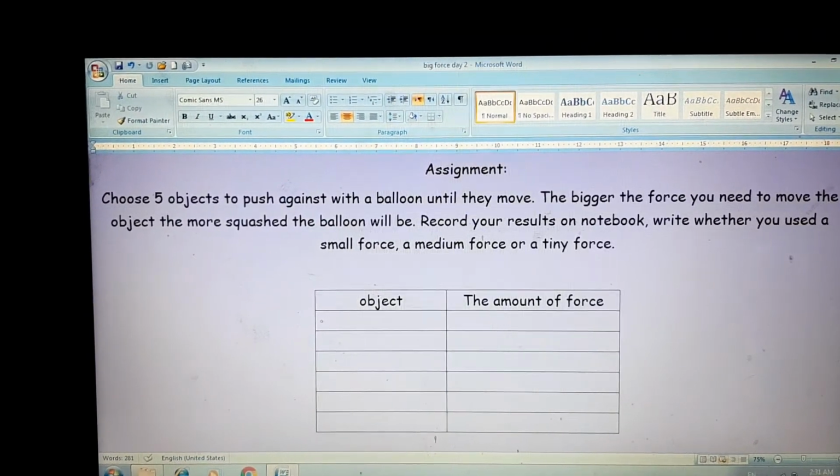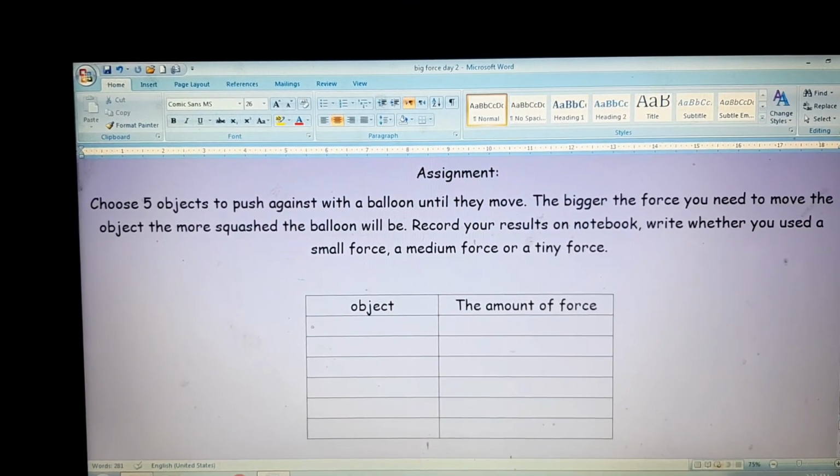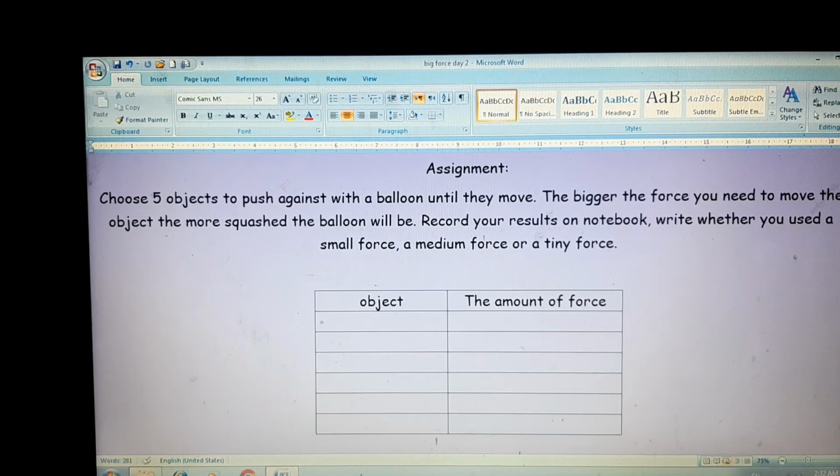Record your results in your notebook and write whether you have used a small force, medium force or a big force.